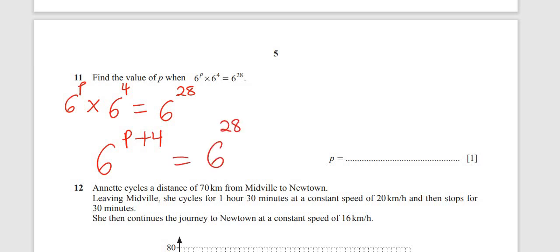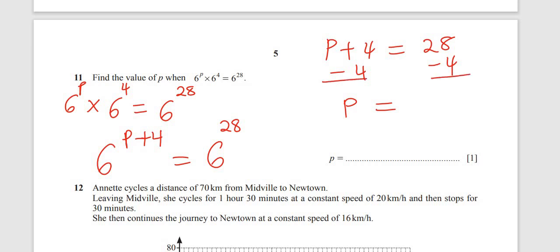So if the bases are the same now, we can also equate the powers. So p plus 4 is equal to 28. If we take away 4 from both sides, we are left with p is equal to 28 minus 4, which is equal to 24. So p is equal to 24.